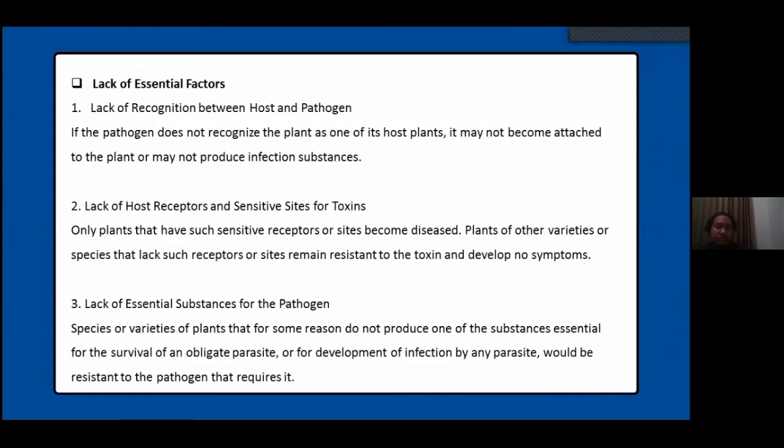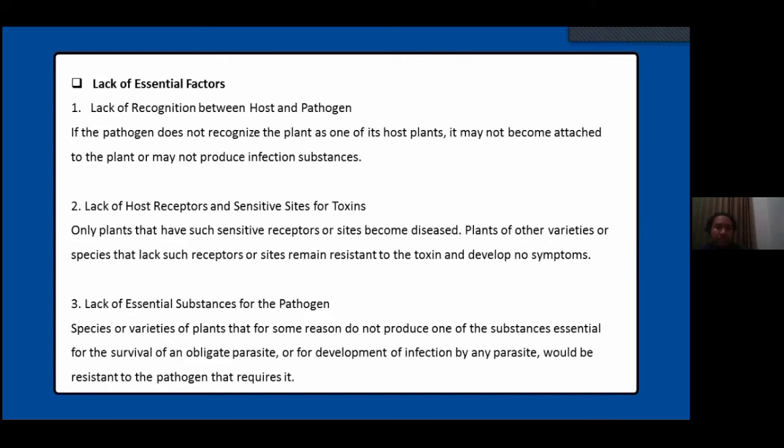Second, lack of host receptor and sensitive site for toxin. Only plants that have such a sensitive receptor or site become diseased. Plants of other varieties or species that lack such a receptor or site remain resistant to the toxin and develop no symptoms. Third, lack of essential substance from the pathogen.